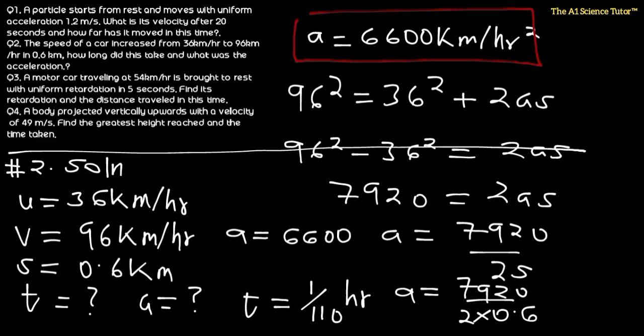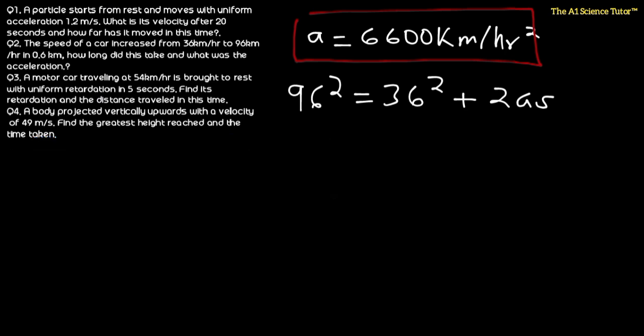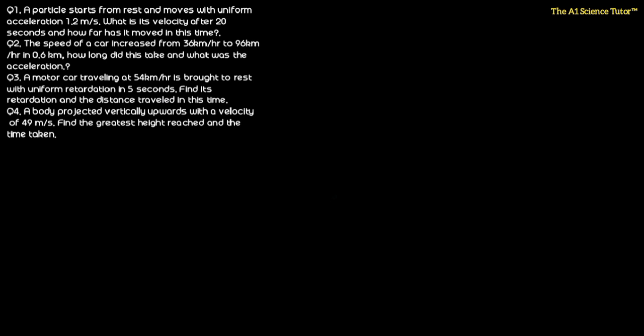Well, the third question says, a motor car traveling at 54 km per hour is brought to rest with uniform retardation in 5 seconds. Find its retardation and the distance traveled in its time. So we have the third question.